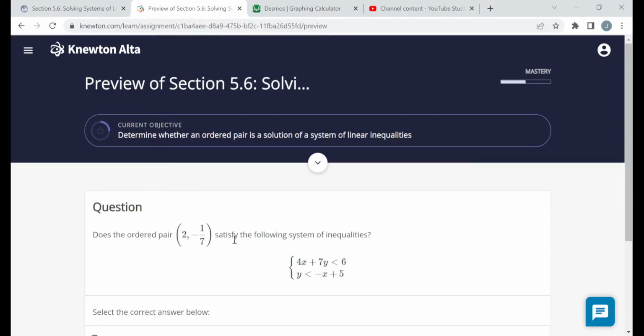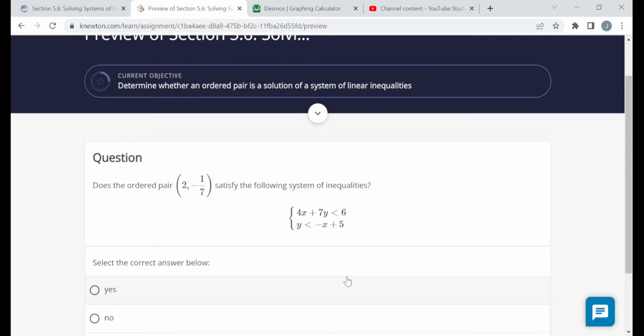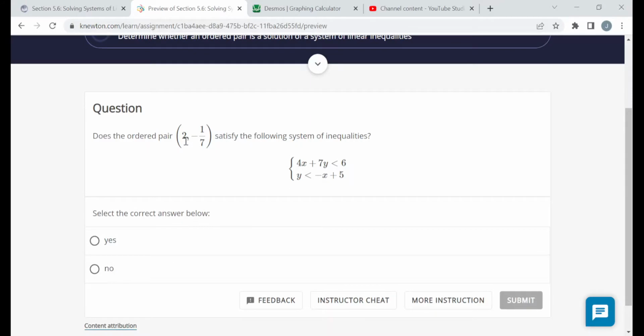Alright, so back to just, here's a linear inequality system. Here's an ordered pair, is it a solution of the system? So this one I'm just going to do out loud. You just plug in 2 for x and -1/7 for y and see if both these inequalities are satisfied. So 4 times 2 would be 8. 7 times -1/7 would be -1. 8 plus -1 is 7. Is 7 less than 6? No. So this point doesn't even satisfy the first inequality, so it definitely can't be a solution of the system.